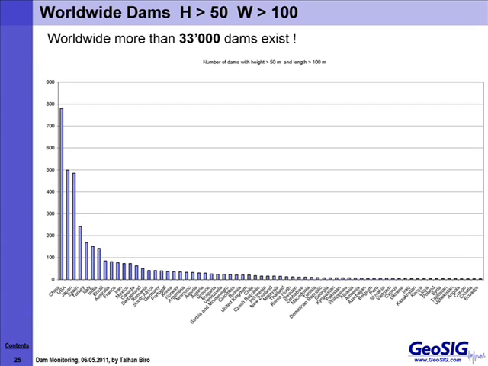Worldwide there are more than 33,000 dams. This is a significant amount of structures around the world. And in this picture we are seeing the countries having dams, and these are only showing the dams that are having a height of 50 meters and a crest width of 100 meters. This picture shows us the extent of possibilities in this industry.